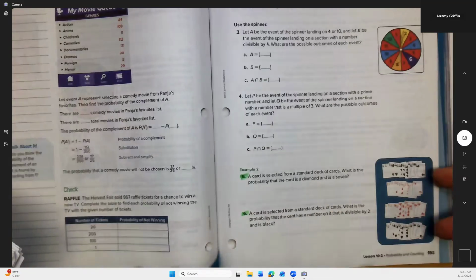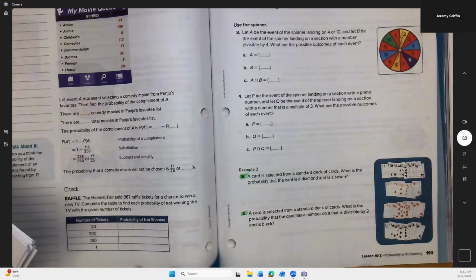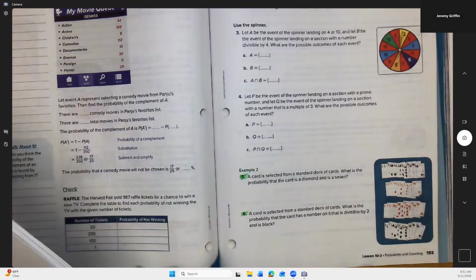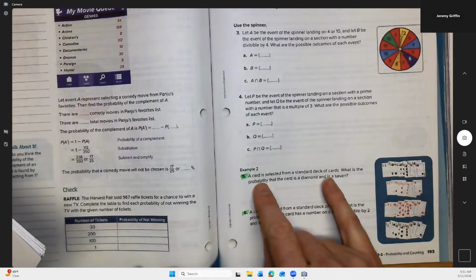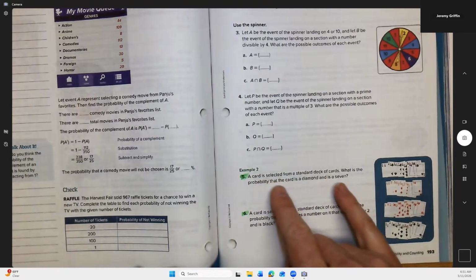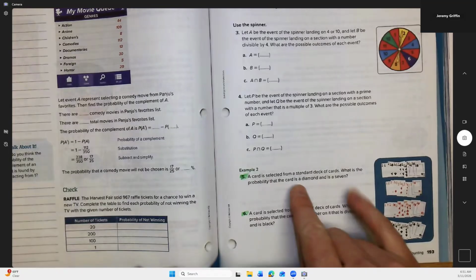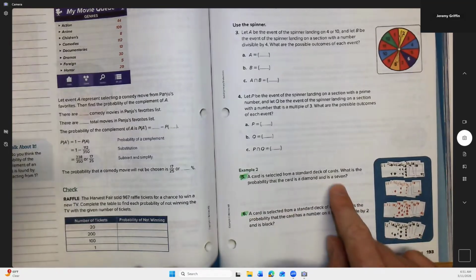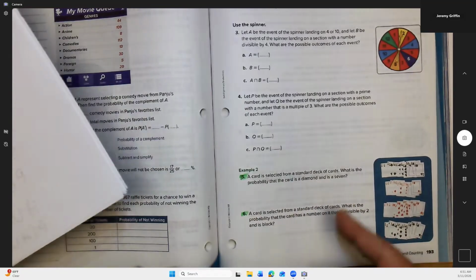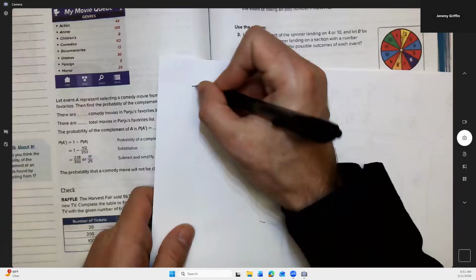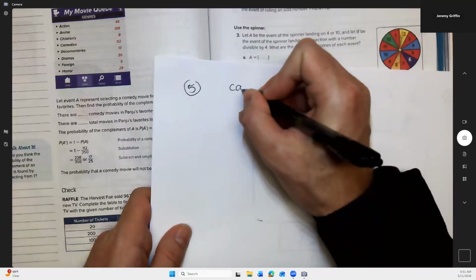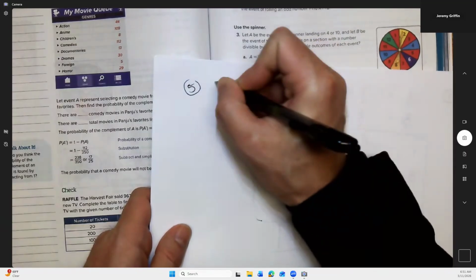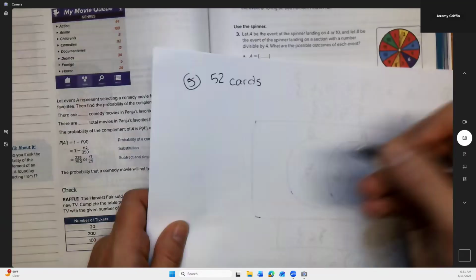So we got a standard deck of cards, 52 cards in a deck. Number 5 says a card is selected from a standard deck of cards. What is the probability that the card is a diamond and is also a seven? Diamond and seven. So cards, I'll say 52 cards because there are 52 cards, right?